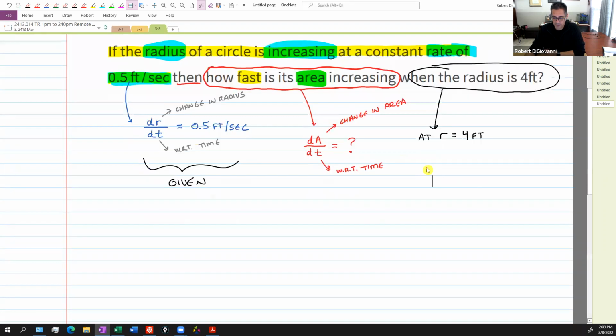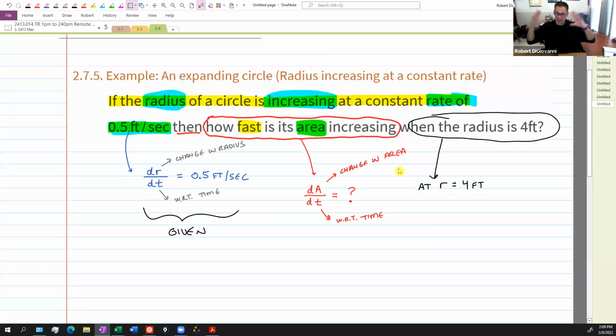All right, let's continue. So again, big picture here. When you read these problems, they're going to give you some rate of change of something, and ask you about the rate of change of something else, at a specific point in time. They gave you how fast the radius was changing with respect to time. They're asking how fast the area is changing with respect to time at exactly the moment the circle had a radius of 4.